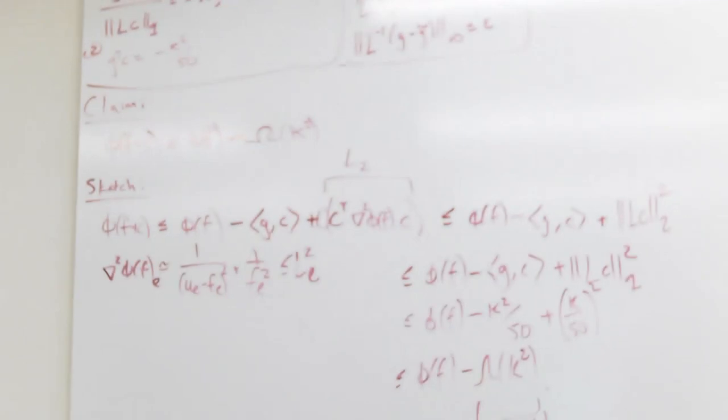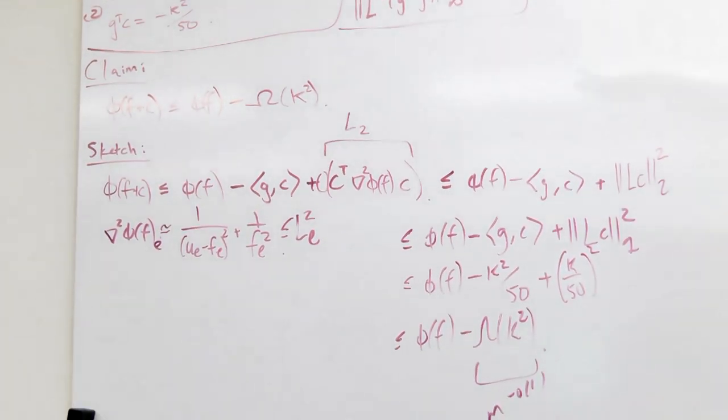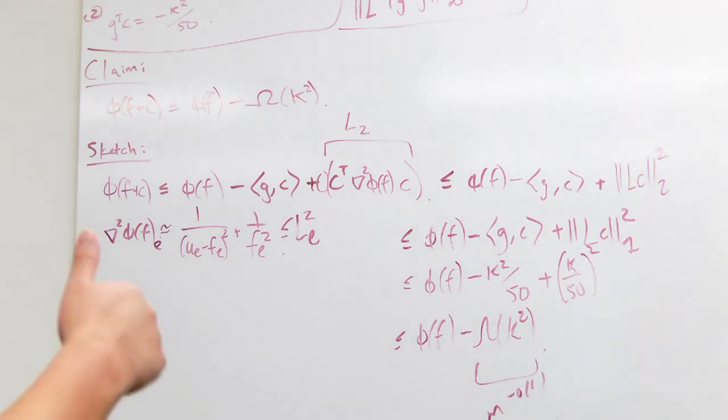So at a high level, that's just the style of analysis for why, if there exists a C with good ratio and we scale it properly, then the potential will go down. So there's a question. From Kevin. What is the question? Can you just read it?